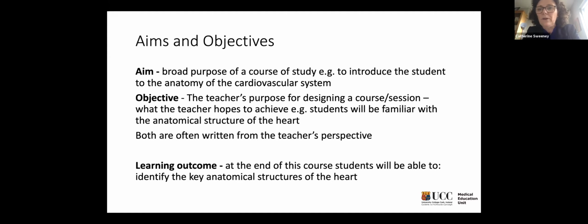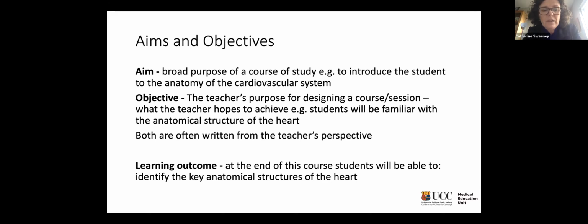That would be a very broad, high level thing that you want to achieve from your teaching. An objective is the teacher's purpose for designing a course. So what you want to achieve. So you want students to be familiar with the anatomical structure of the heart, say. And both aims and objectives are written from the teacher's perspective. Learning outcomes are written from the perspective of the student.